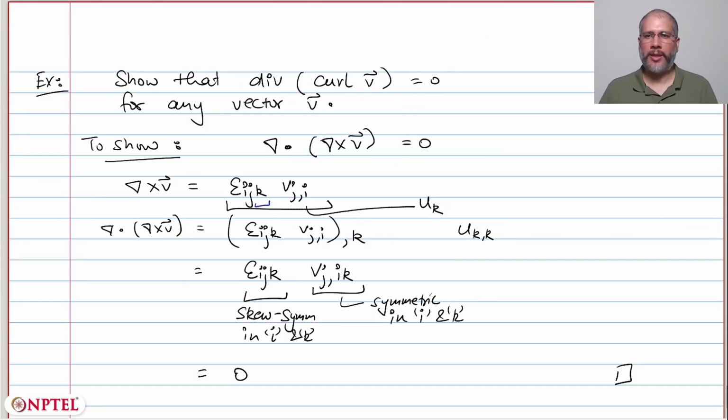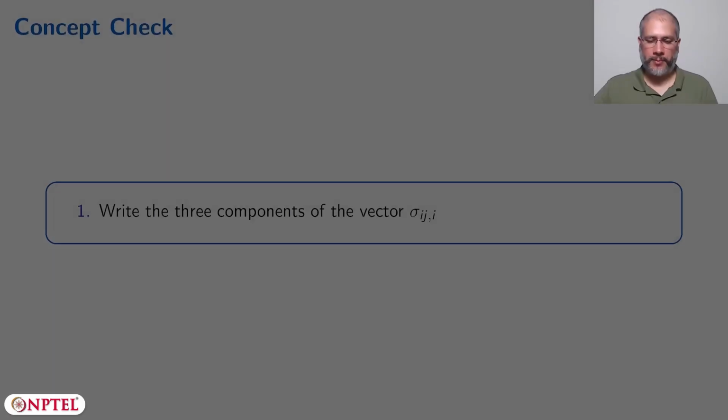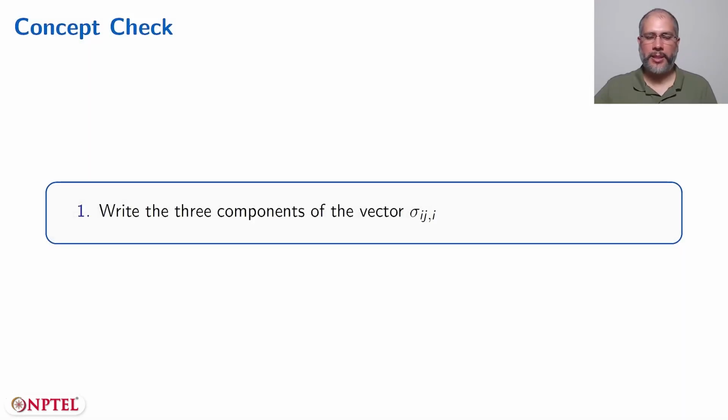Thank you, and let us talk about a concept problem now. So the concept check problem for today says that we have to write the three components of the vector, which is sigma ij comma i. I'm sure you appreciate the fact that sigma ij comma i is actually a vector because it has one free index. So you're supposed to write the three components of this vector. So thank you, and I will see you in the next lecture.